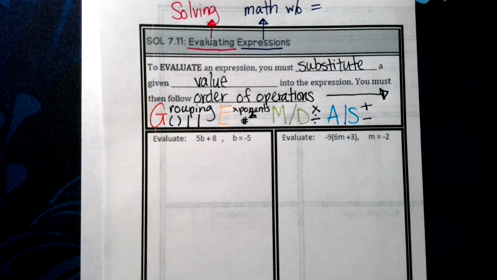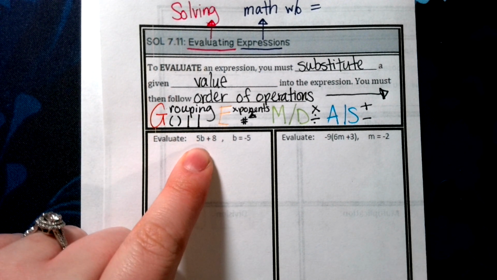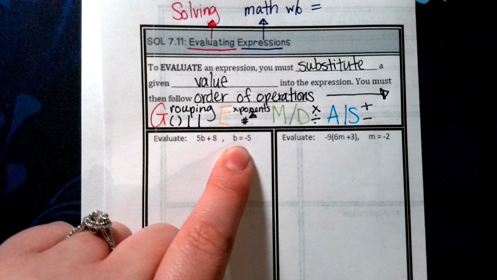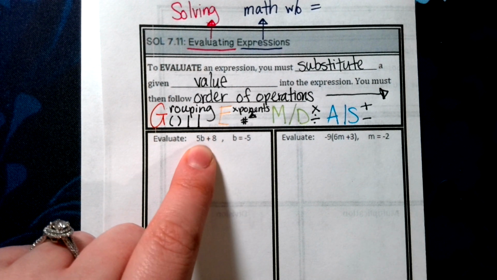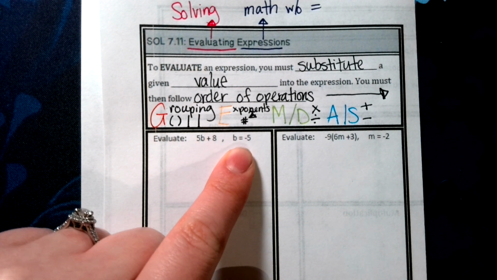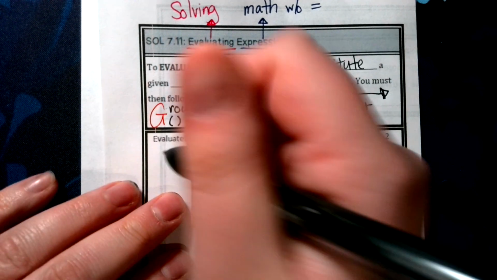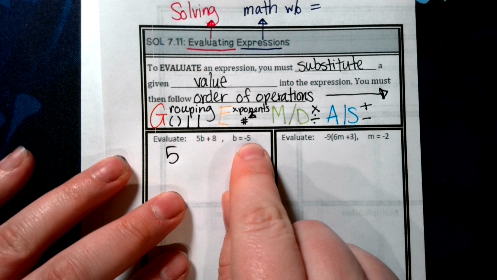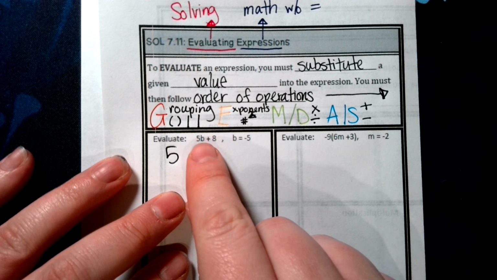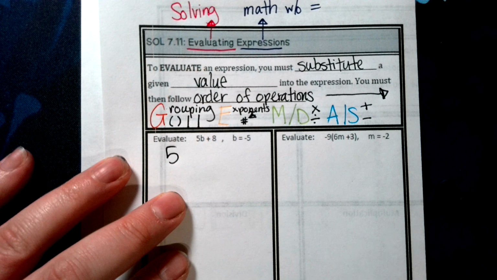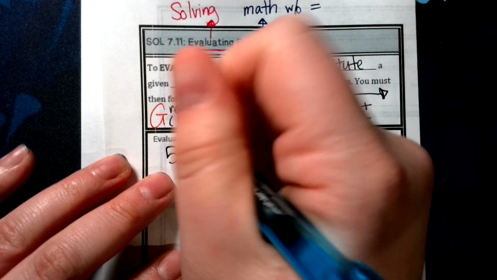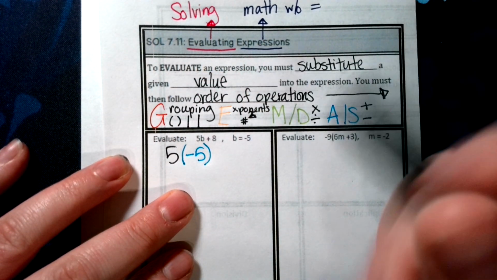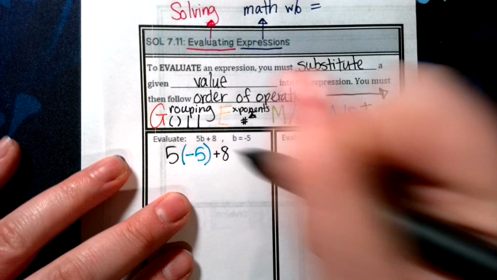So this first example, we have 5b plus 8, and they tell us that b is equal to negative 5. So now I want to rewrite this problem, but substitute negative 5 in for b. So we have our 5, our b is equal to negative 5. What operation is it when they're side by side? Multiplication. So I have to take this 5 times a negative 5. And then we want to keep our plus 8.